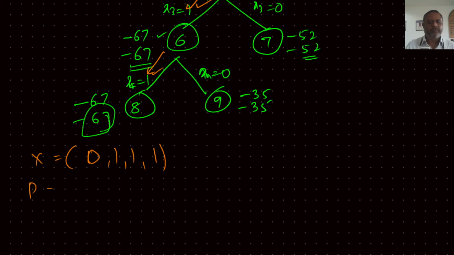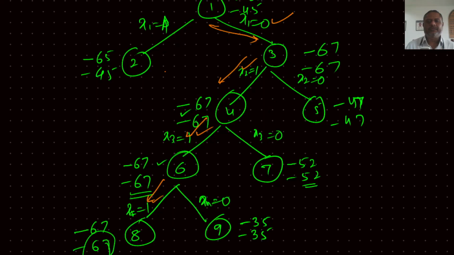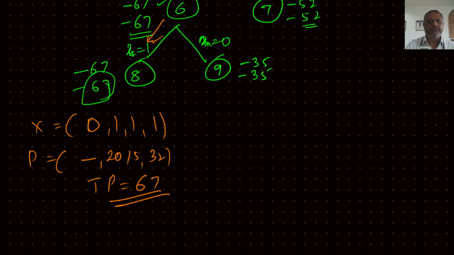Therefore, the X matrix is x1 is 0, x2 is 1, x3 is 1, x4 is 1. And the profit, if you look at it, for x1 there is no profit, for x2 it is 20, then 15, then 32. So total profit will be 67. So that's the simplest way of solving. So we say that the least cost method is the efficient method to solve the problem.